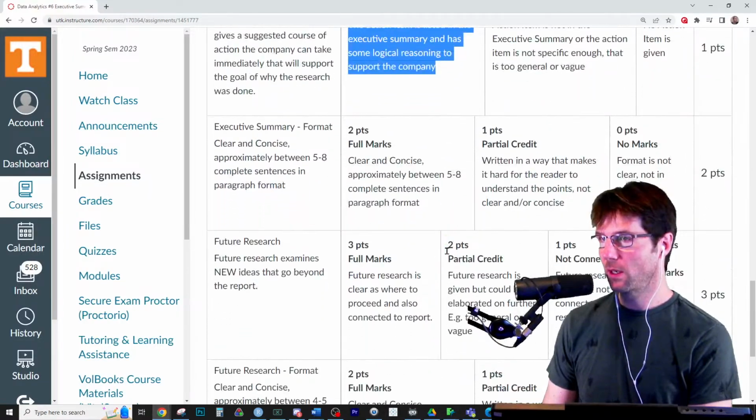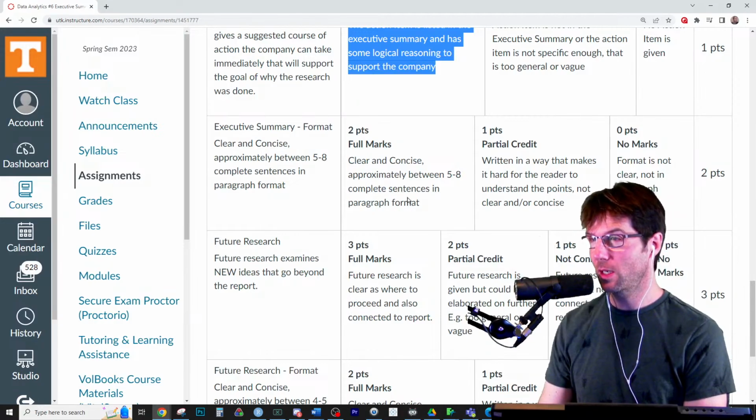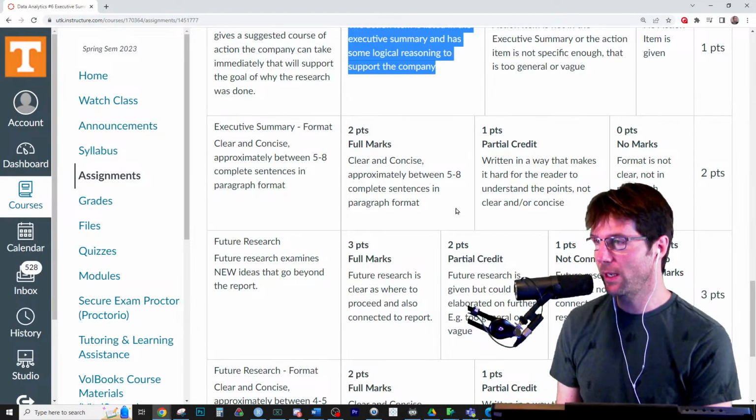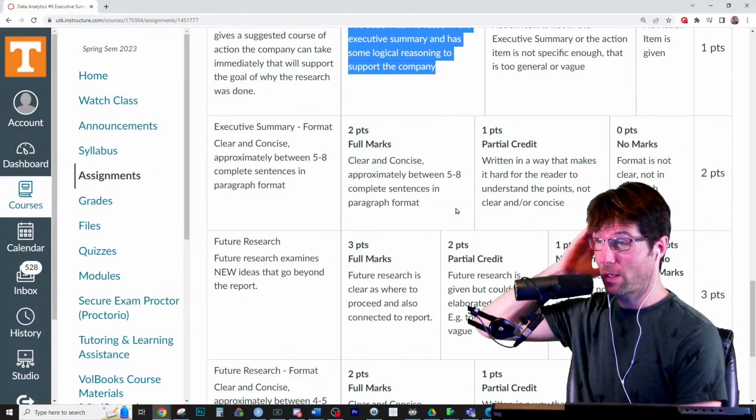And so with this, if you look at it, we've got a clear and concise summary right here. We've moved a little points over here. Clear and concise, approximately 5 to 8 sentences. I'd go more towards 8. If 5 longer sentences work, I'd still go more towards 8. And it's not bad if you do 9.